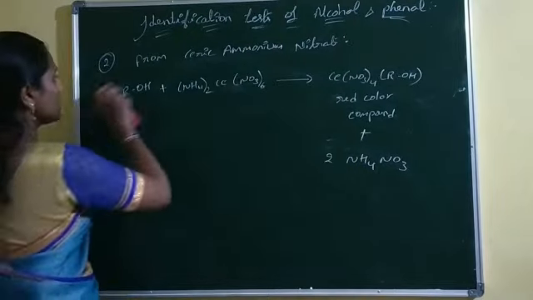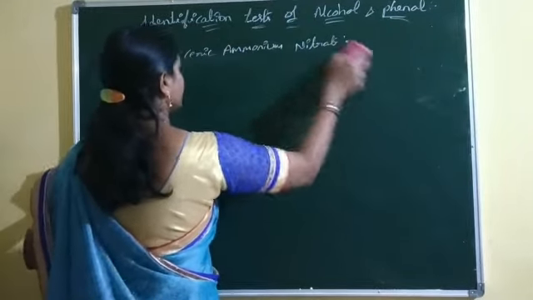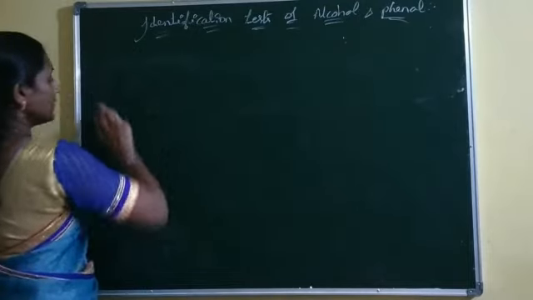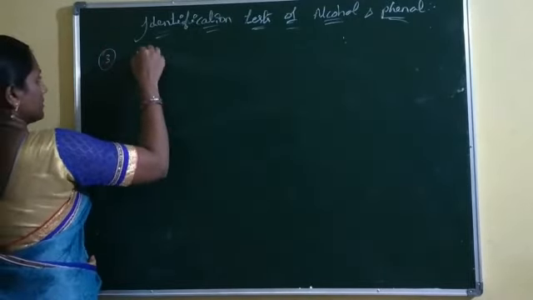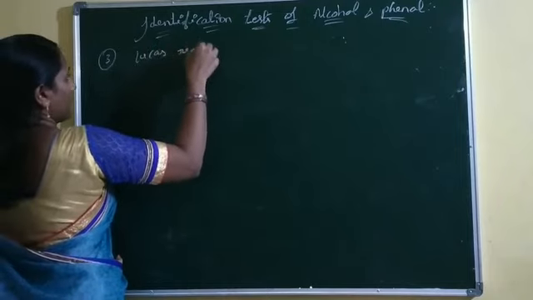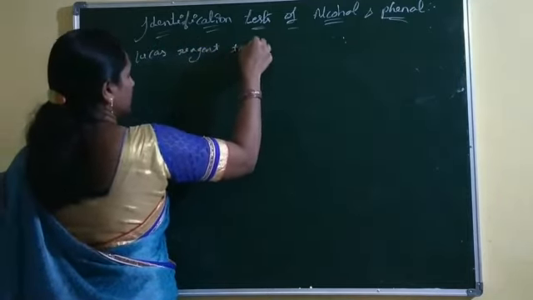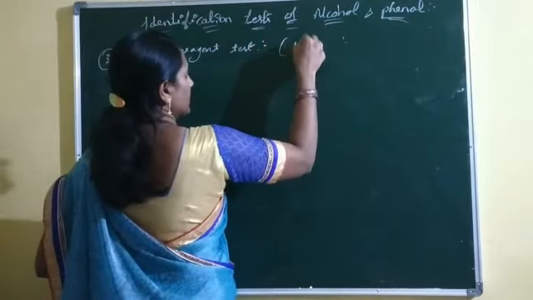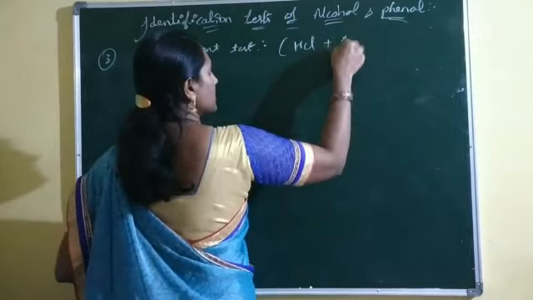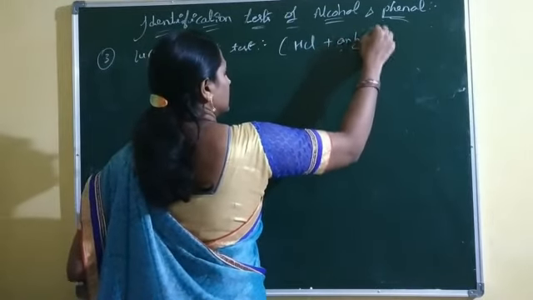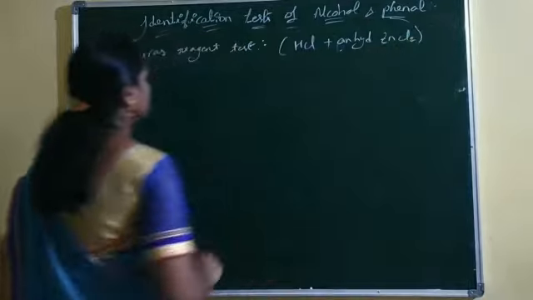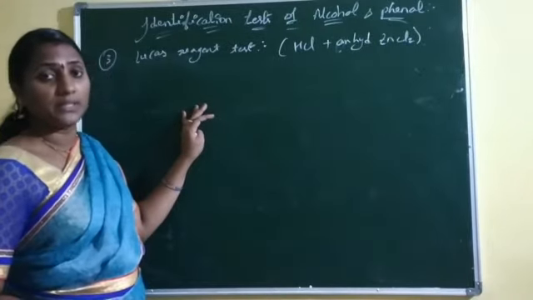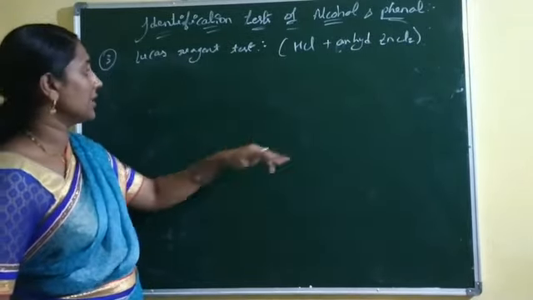The third identification test is the Lucas reagent test. What is Lucas reagent? It is HCl in the presence of anhydrous zinc chloride. If turbidity appears immediately, the compound is tertiary alcohol. If turbidity appears within 5 minutes, that compound is secondary alcohol. If no turbidity appears, that compound is primary alcohol.